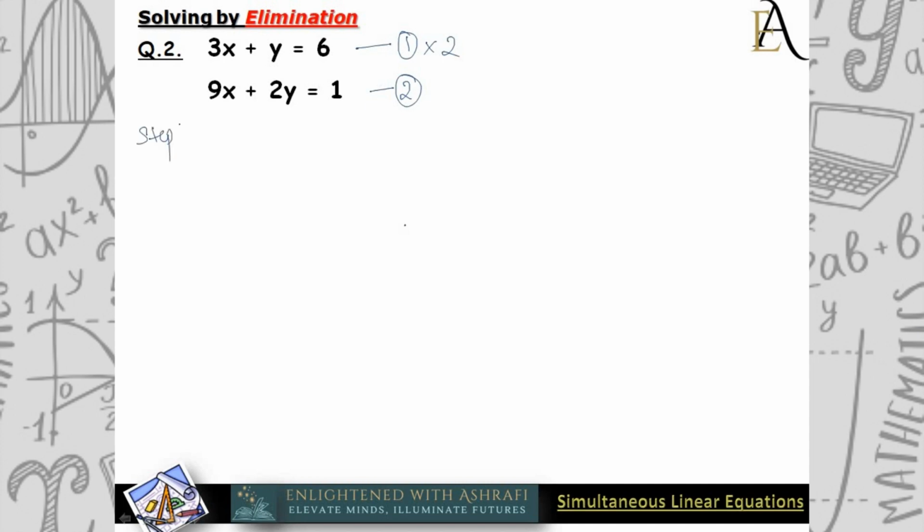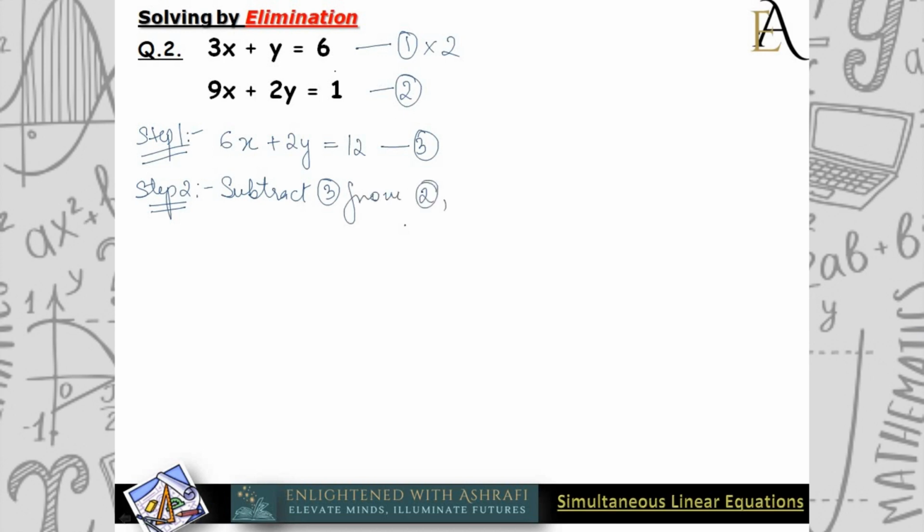So step 1, it will be 6x plus 2y is equal to 6 2s are 12. This will become your third equation. 3 2s are 6, 2y equals to 12. Now step 2. Now we can see this is 2y, this is 2y. To eliminate y's we need to subtract. So we will subtract our new equation from equation 2.